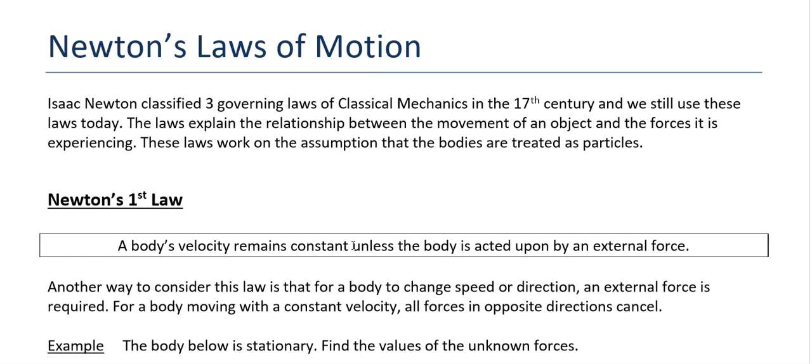So if the body is moving along at 5 meters per second and the forward force is equal to 10 newtons, and the backwards force is also equal to 10 newtons, then its velocity is not going to change because there's no overall resultant force.